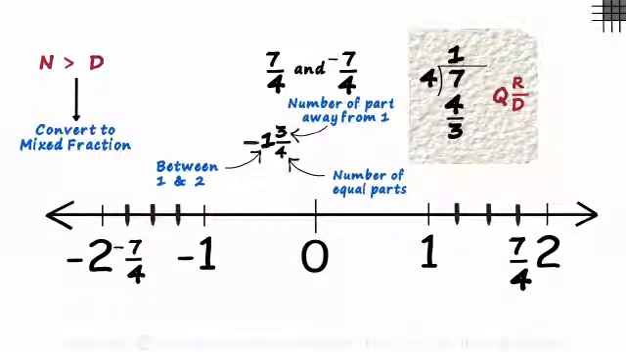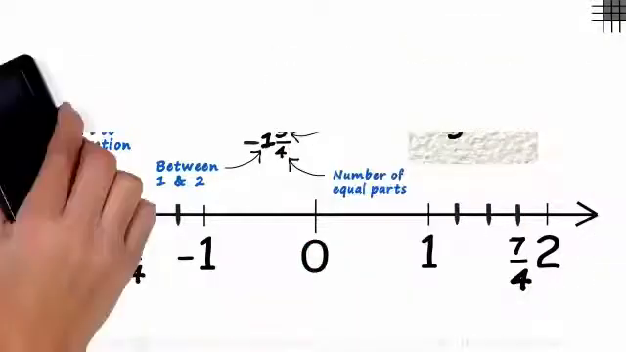With that, we are done with the topic of plotting positive and negative rational numbers. Please practice this concept thoroughly and make note of the summary which appears at the end of this video.